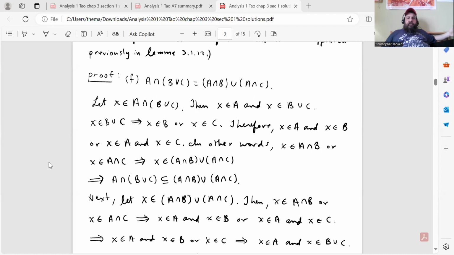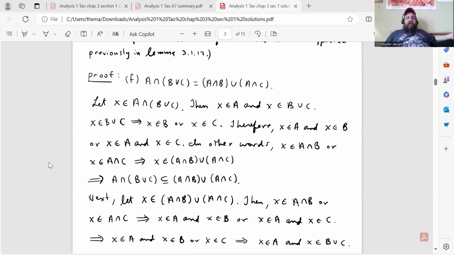Then by definition of intersection, that means x is an element of A and x is an element of B union C. Sorry, my tongue is not cooperating with me. All right, then x is an element of A and x is an element of B union C. x an element of B union C means x is an element of B, or x is an element of C. Therefore, x is an element of A and x is an element of B, or x is an element of A and x is an element of C.